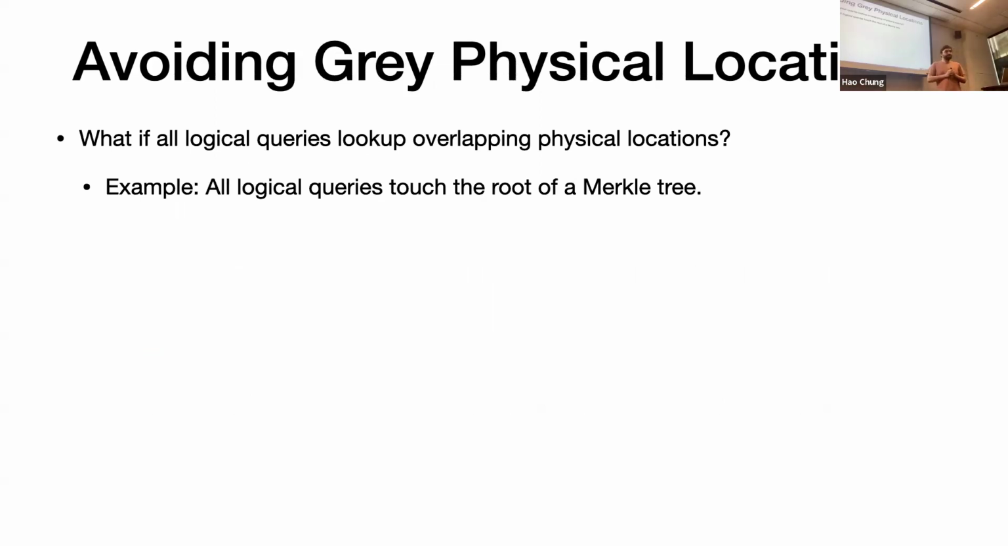But the issue is that this actually, in general, is not going to happen. Let's think of a Merkle tree. Every query you do is going to touch the root of the Merkle tree, and so the root is going to be gray, and every read touches the root. And so this sort of argument instantly dies, at least in this simplicity.